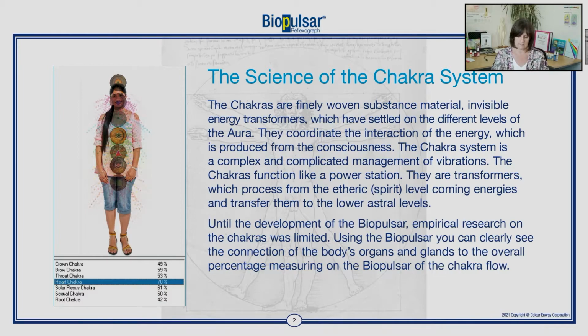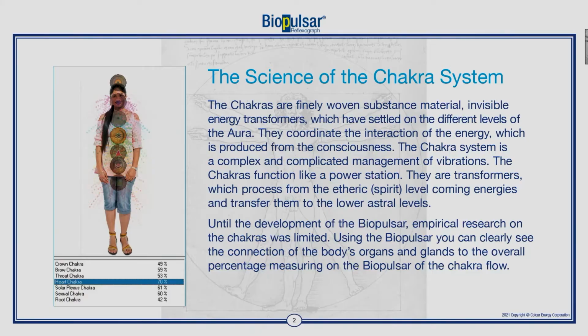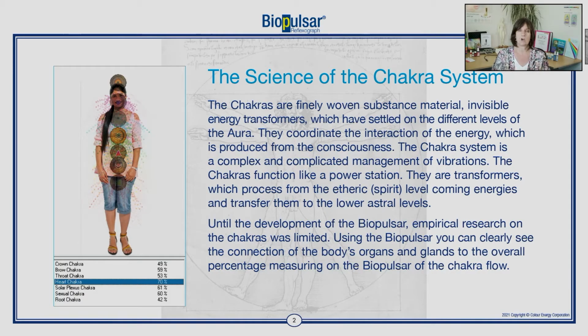And of course, as I start talking a little bit more, I'm going to talk on a more advanced level about the interaction of the chakras with the physical body, our thoughts, etc. Now, the chakras coordinate the interaction of the energy which is produced from the consciousness. As well, there is unconscious or hidden information in the chakras that we can pull from when we see a chakra overactive or underactive. I'm going to be talking about that. I've got some examples to show you.